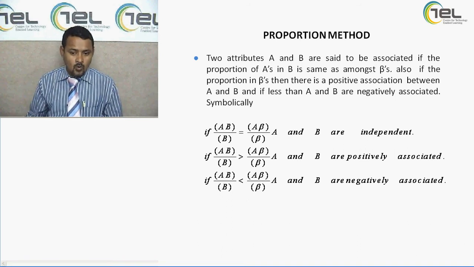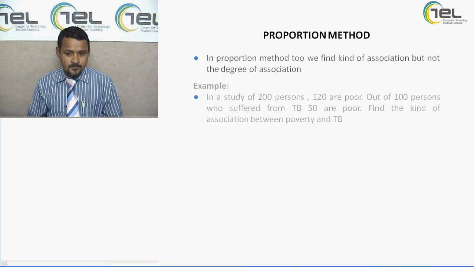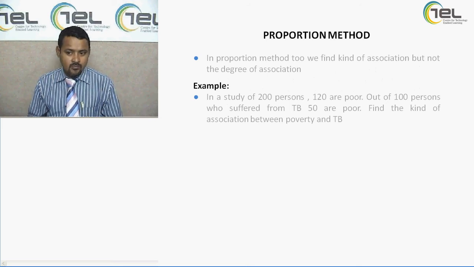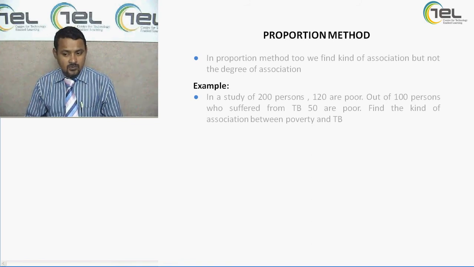Still, there is no confirmation about the degree of association. In the proportion method also, we fail to find the degree of association, even if we are able to ascertain the kind of association, positivity, negativity, or independency.